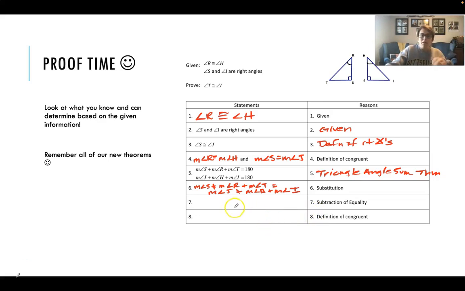Subtraction property of equality. If we take out all the things that are equal, S and J, R and H, what we're left with is the measure of angle T is equal to the measure of angle I. And if we have the measure of angle T equal to the measure of angle I, then we know that angle T has to be congruent to angle I, because that's the definition of congruent angles. And what we have is now exactly what we were trying to prove.